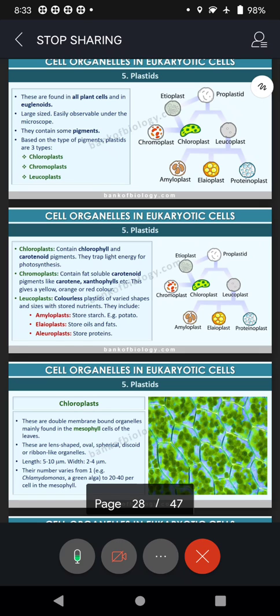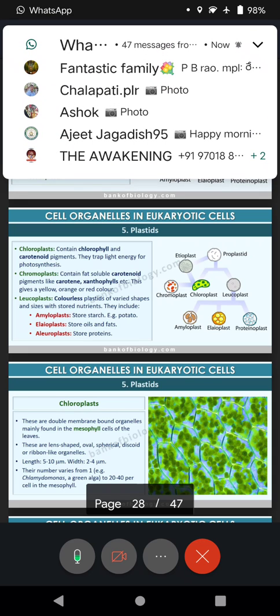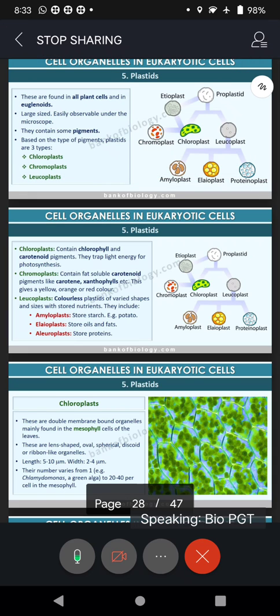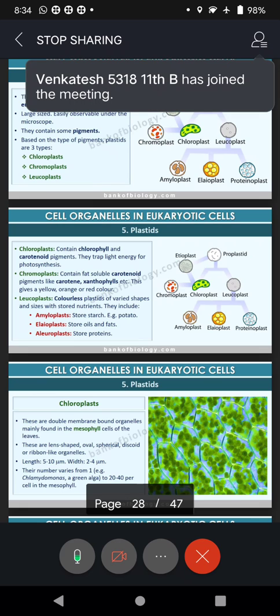mitochondria. In yesterday's session I said they are called powerhouses of the cell. Similarly, lysosomes, suicidal bags of the cell. Ribosomes, protein synthesizing factories. And in today's session, plastids, kitchens of the cell. That is, they are kitchens of the cell.